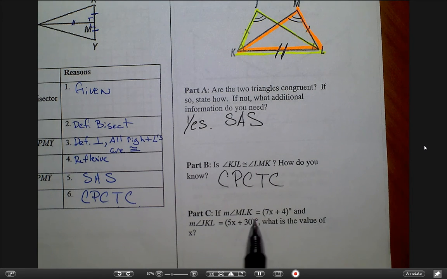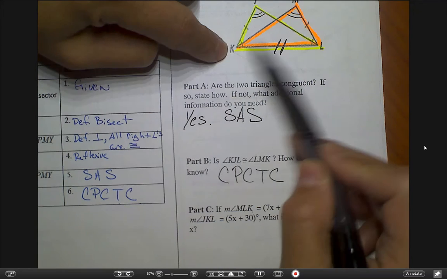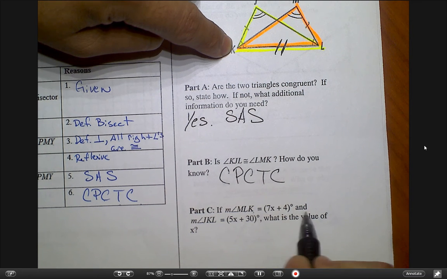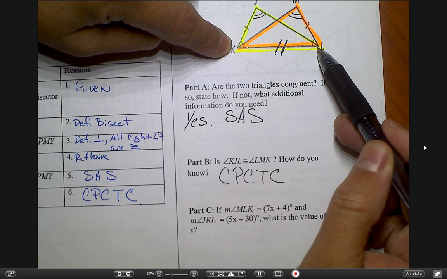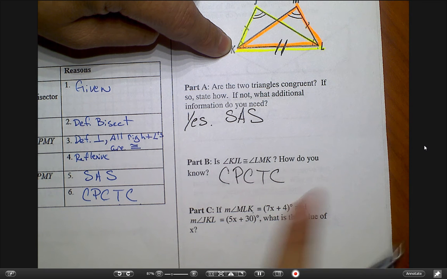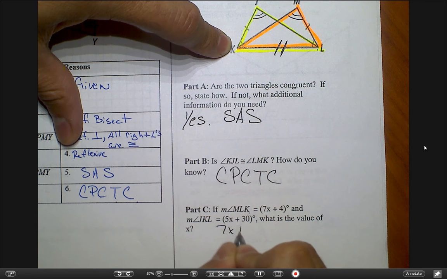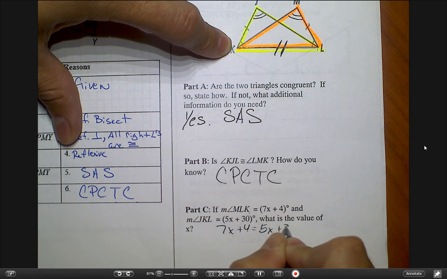Let's see if I can get this. All right. It says MLK, so that's going to be over here at L, right? Is going to be this, and JKL is going to be this. What's the value of x? What do I know about those two angles? They're congruent, right? So what would I do to try and solve for it? Please follow along, okay? So these two values right here have to be equal. If they're congruent, they have to be equal. So it's going to be 7x plus 4 equals 5x plus 30.